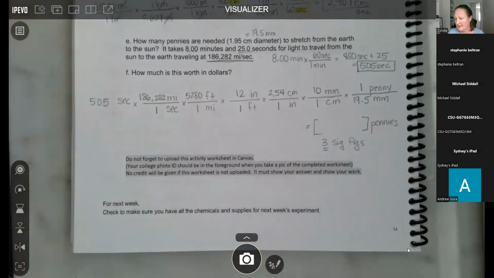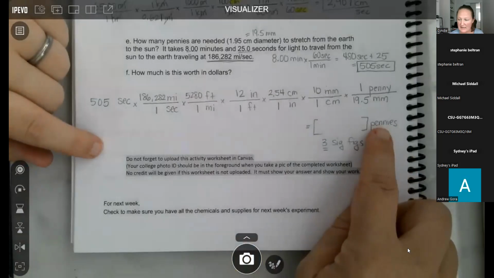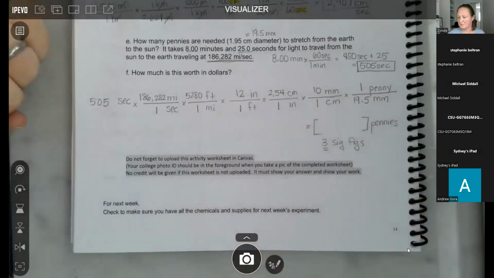Questions on this? Right, so then I believe it does ask you how much money that would be. So this is the number of pennies, and you just need to get to the number of dollars. Everybody should know there's 100 pennies in $1, so you can figure that out.